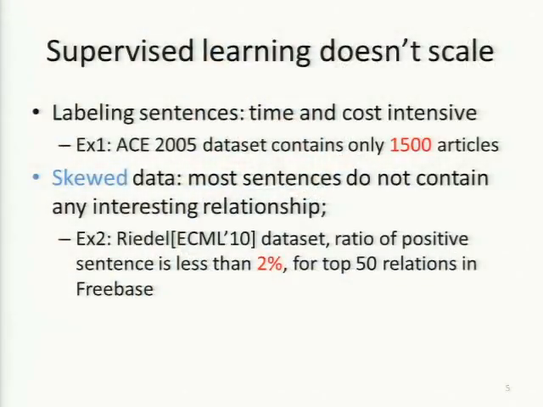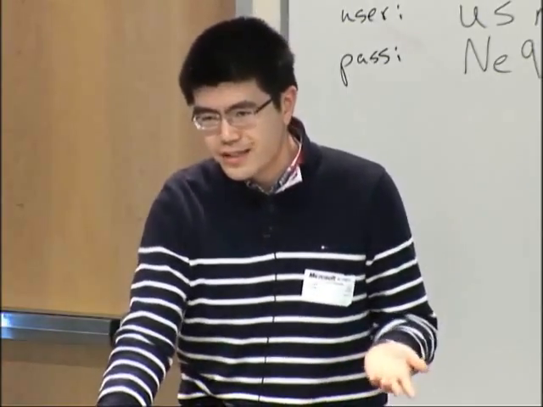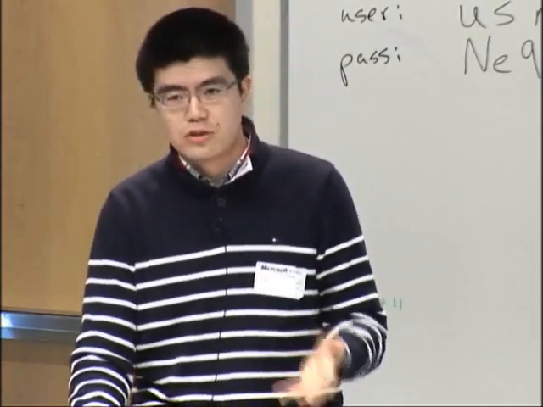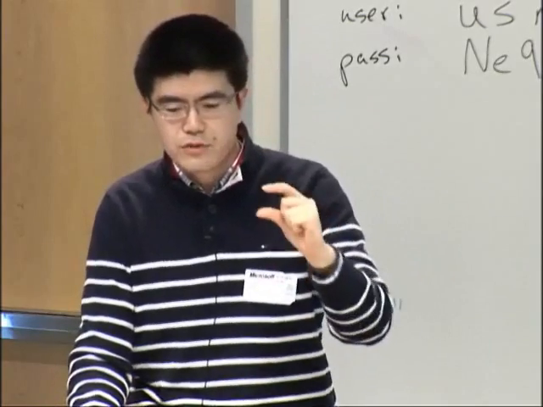Okay, supervised learning is good, but what's the problem? The problem is it cannot scale easily. Let's see an example like the ACE 2005 dataset. It contains only 1,500 articles. Supervised learning is not only hard, it's almost impossible, because the positive data is very skewed. Most sentences do not contain any interesting relationships in your ontology, in your small set of relations.